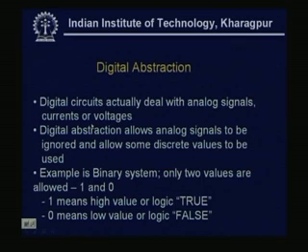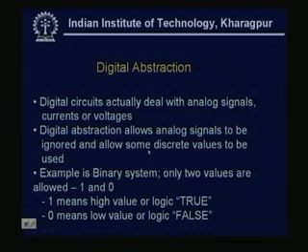Say if I can vary that thing. So, 0, 0.5, 1, 1.2, 1.3. So, it can take any values. Actually, it depends on the accuracy of the supply. Now, when it is attached with a digital system, because one power supply will be needed, how can we tell that it is either a 1 or a 0? So, these we are calling the abstraction. So, digital abstraction allows analog signals to be ignored and allows some discrete values to be used. What does it mean?